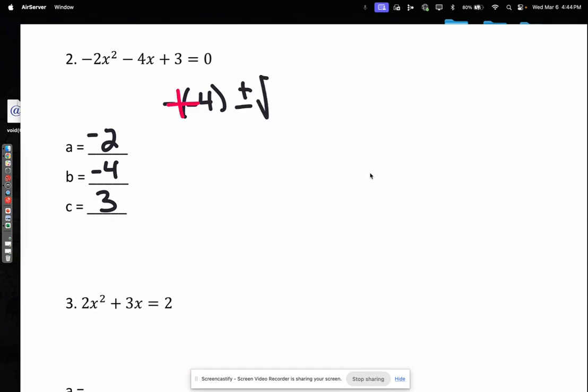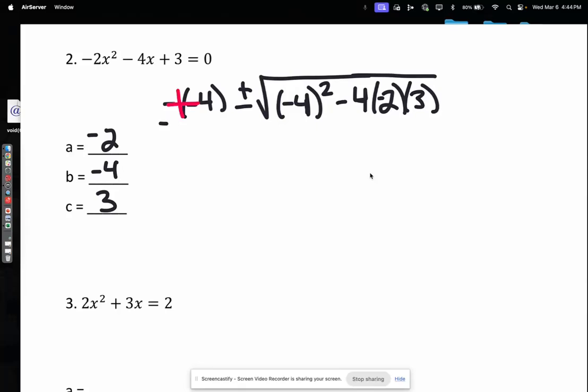Plus or minus square root, and we're just plugging those numbers into our formula. Parentheses, always put it in parentheses, whether it's positive or negative. -4 squared minus 4 from our formula. A is -2, and C is 3, all over 2 times A. So now that we've got it set up, the setting up is not hard.